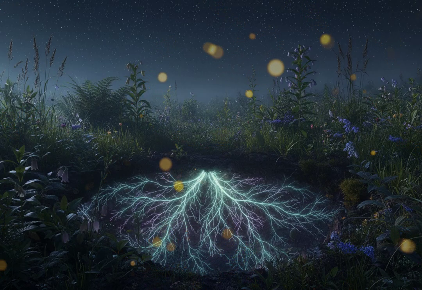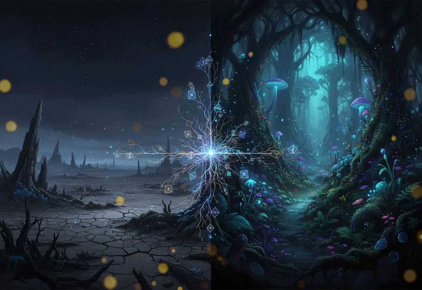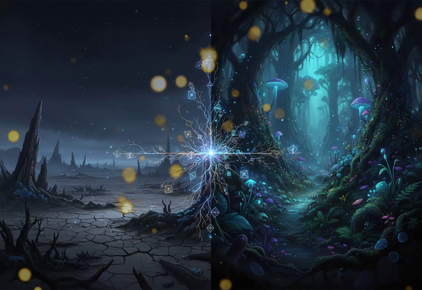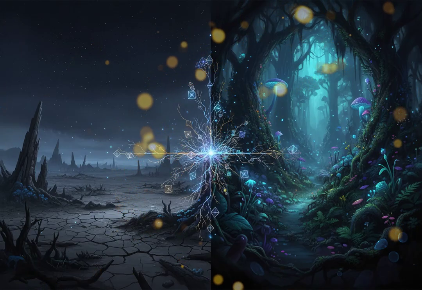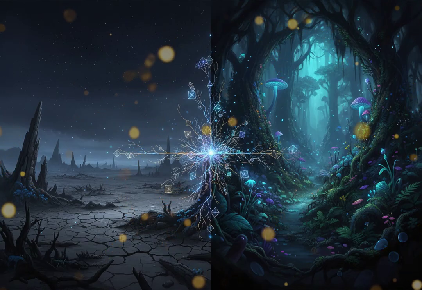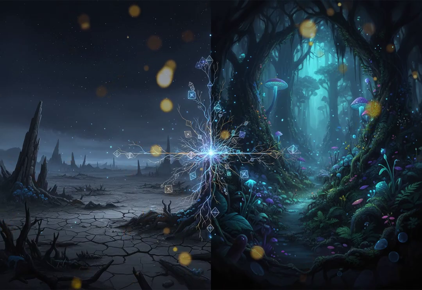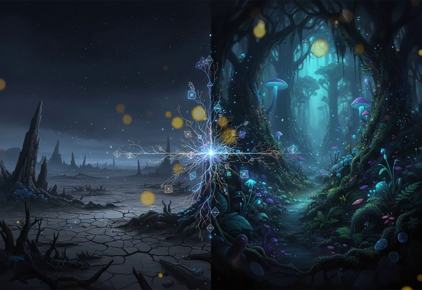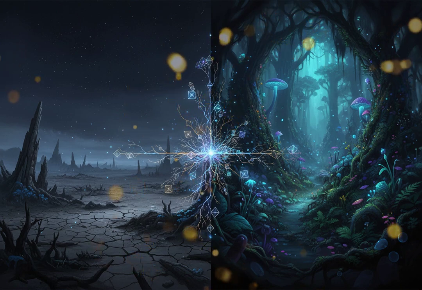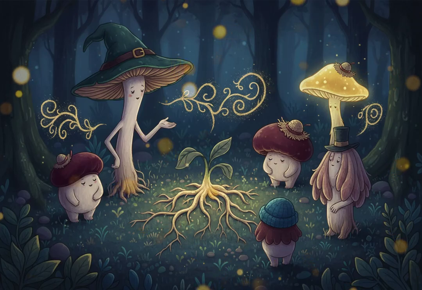Changes in temperature and precipitation patterns put immense strain on forest ecosystems, leading to shifts in species composition and health. Yet, forests with robust mycorrhizal networks show remarkable adaptability. The interconnected roots ensure that trees can access resources, even in challenging conditions.